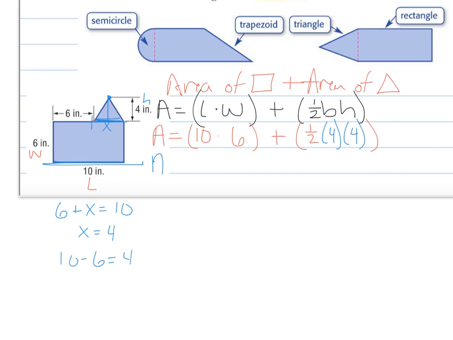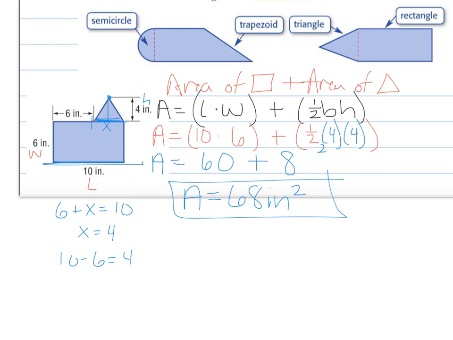So then I do those separately. I find the area of my rectangle, which is 60, plus the area of my triangle. Half of 4 is 2. 2 times 4 is 8. So I find that the area of this composite figure is 68 square inches.